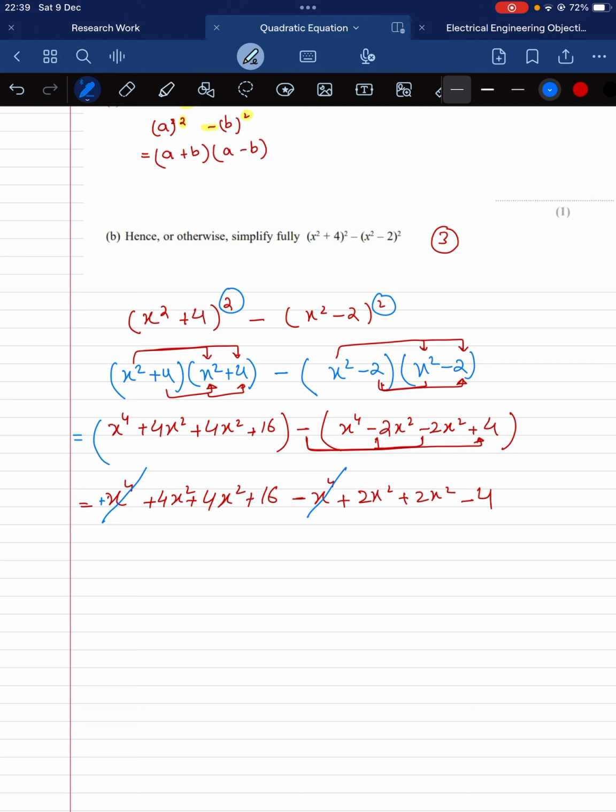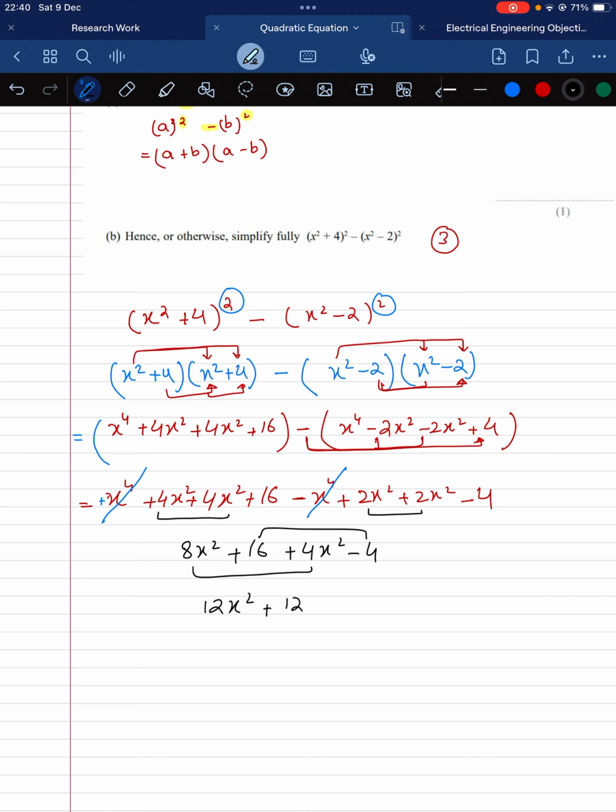Now you can see that 4x² plus 4x² will become 8x² plus 16. 2x² plus 2x² will become 4x² minus 4. Now we need to add these two terms, so it will become 12x², and 16 minus 4 will give you 12. So this is your final answer.